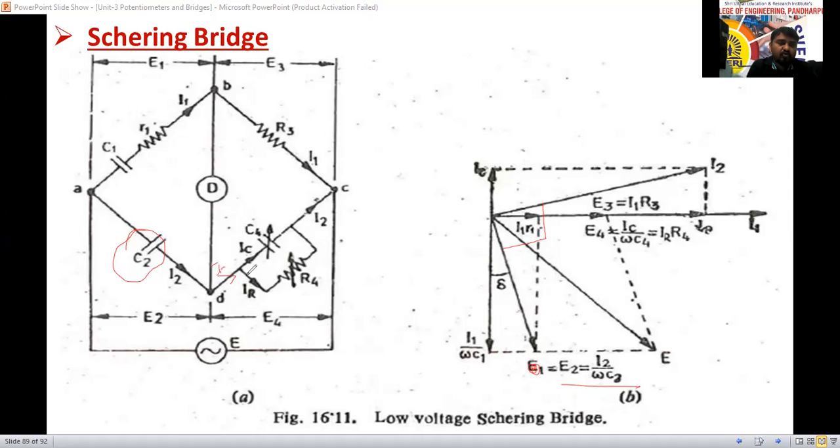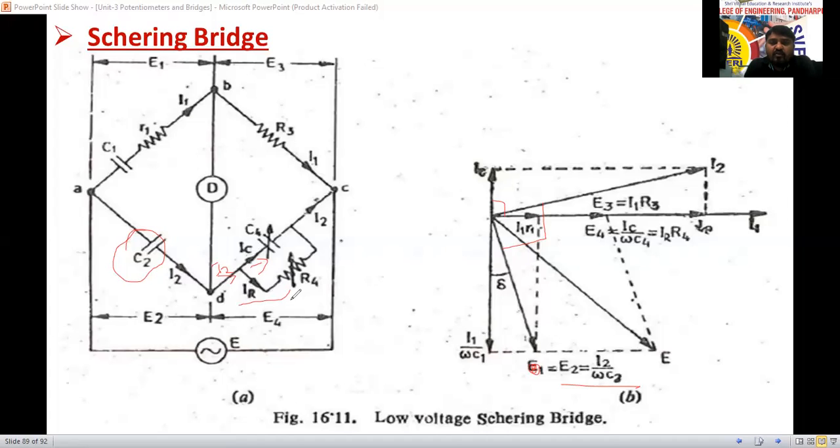But after that, the current splits into two: the current flowing through the resistance, called IR, and the current flowing through the capacitor, called IC. The I2 is already through the capacitance here. Here the I1 is there, and this current is meeting at I1. Here I2 is there. So IC leads the current I1 by 90 degrees. See here, I1 is here and IC is there, again 90 degrees. Yes or no? Yes, sir.